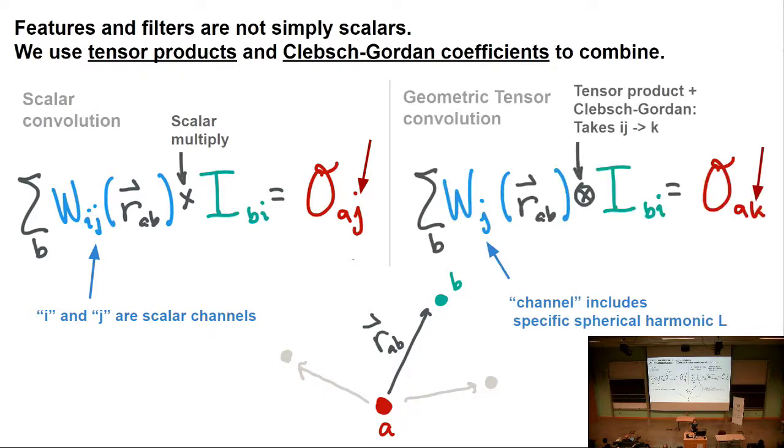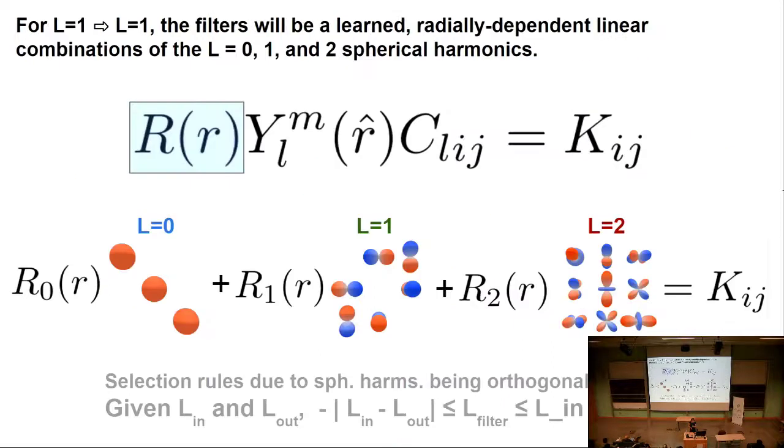Okay, so what changes in a geometric tensor convolution is that you don't have scalar multiplication, you have this tensor product. And inside this tensor product, which I'll show in the next slide, you have your filter channels, you have your input channels, and then you combine them with this tensor product into totally different channels. So it's not just I, J, I to J. You have I, you have J, and now you have K, which is something different. And so those are the main things that change.